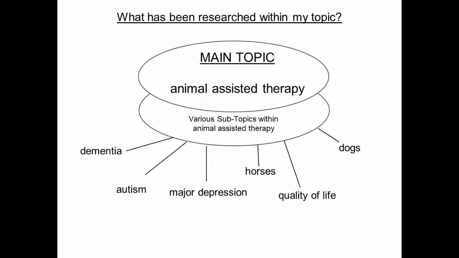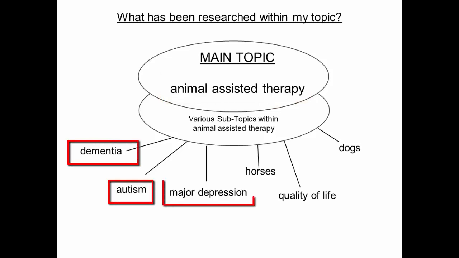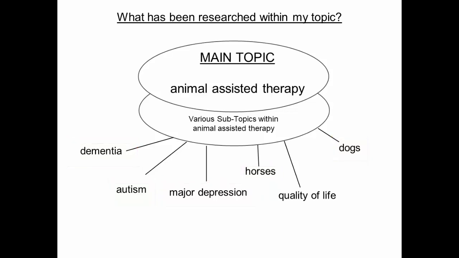So going back to our literature review topic, we've come a long way since searching for therapy pets. Keep in mind that this process can take a lot of time. You're not likely to develop your topic and find all of your articles in just one sitting. Eventually, though, you'll be able to identify a main topic and focus on the various subtopics that have been researched. In this case, we have animal-assisted therapy, and we found some various subtopics such as dementia, autism, depression, horses, and dogs. A literature review is not going to cover all of the subtopics that you identify.